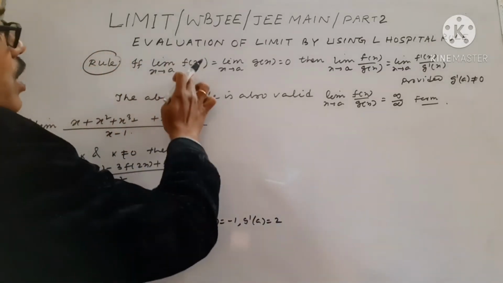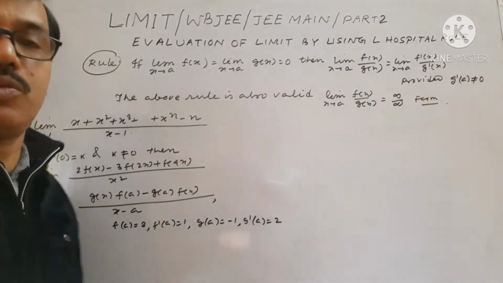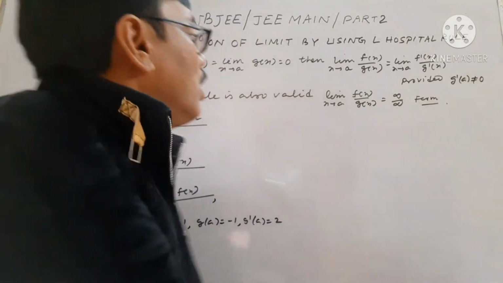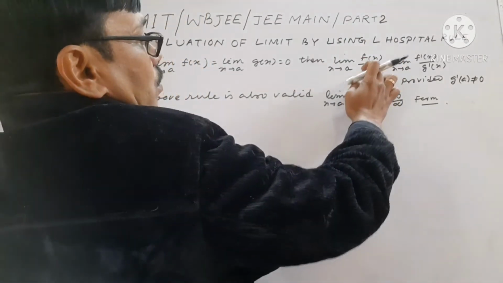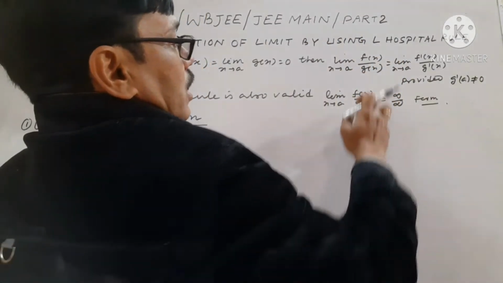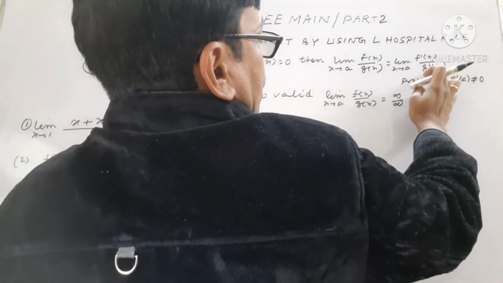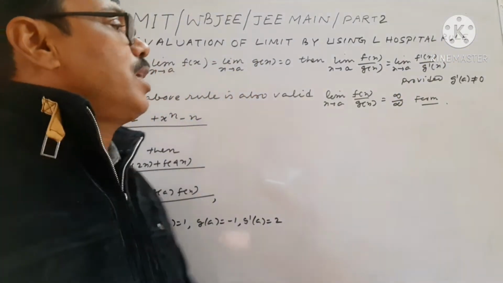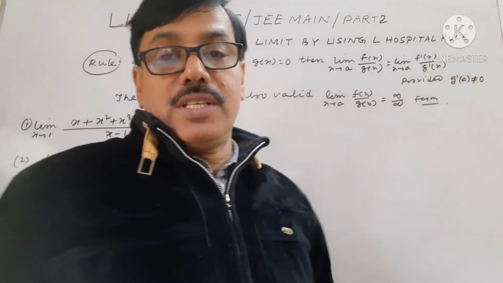Limit x tends to a f(x) equals limit x tends to a g(x) equals 0. The limit x tends to a f(x) by g(x), if it is of the 0 by 0 form, is equal to limit x tends to a f'(x) by g'(x), provided g'(x) is not equal to 0. If it is 0, then it is undefined.